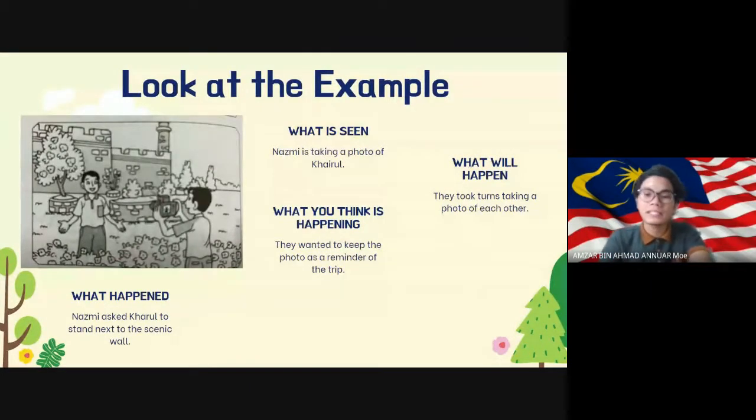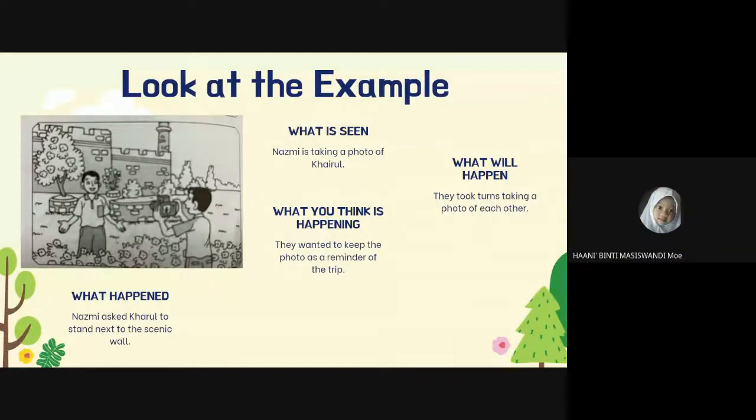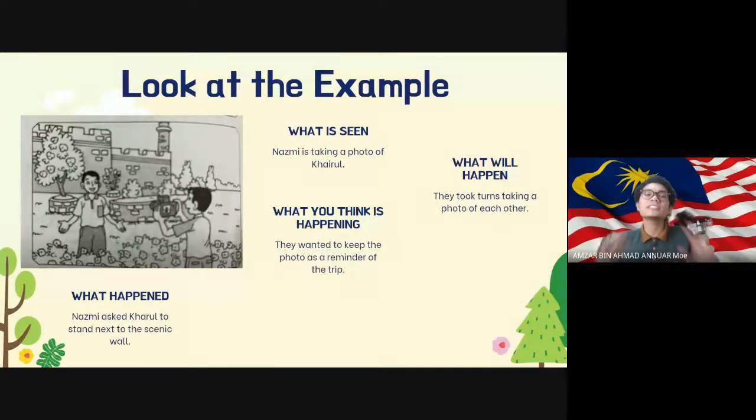Now, what will happen? Selepas tu buat apa? They took turns taking a photo of each other. Lepas Nazmi ambil gambar Khairul pula ambil gambar Nazmi. Ditukar-tukar. Masuk akal tak? Boleh. Okay, masuk akal. So, setting cerita ni pasal apa?